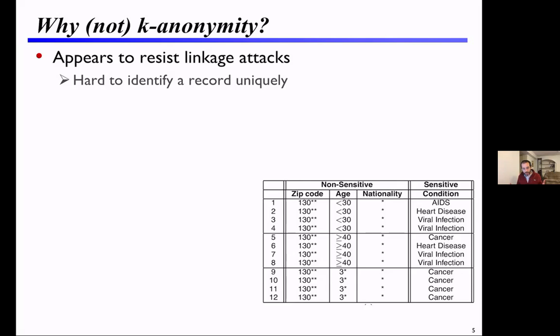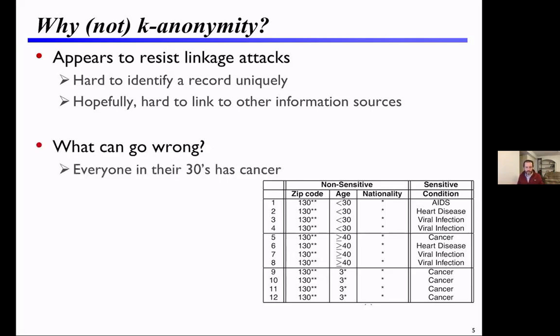Given a k-anonymous table, it's hard to identify any record uniquely, especially if you only have access to other sources about the non-sensitive attributes. And so it seems it's hard to link these things to other information sources and understand whom you're drawing inferences about. That said, there are lots of problems that k-anonymity allows that aren't captured by this idea of a straightforward linkage attack. Okay, so what kinds of things can go wrong?